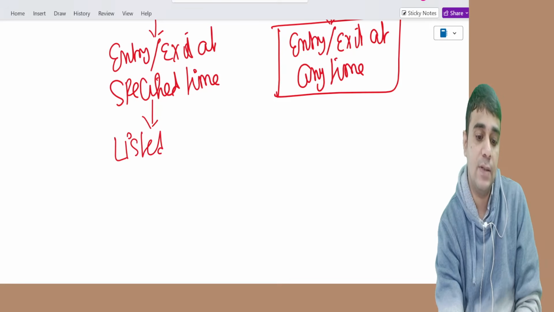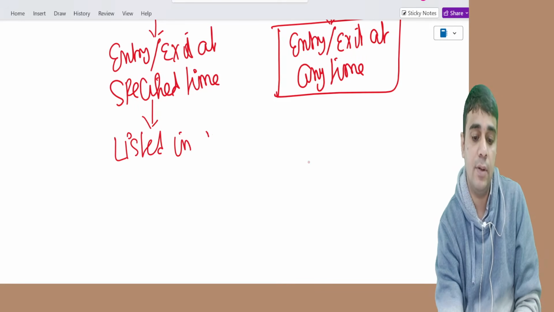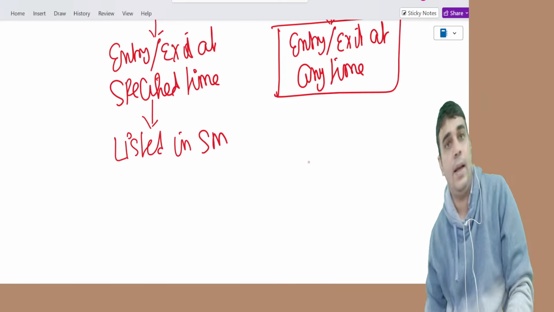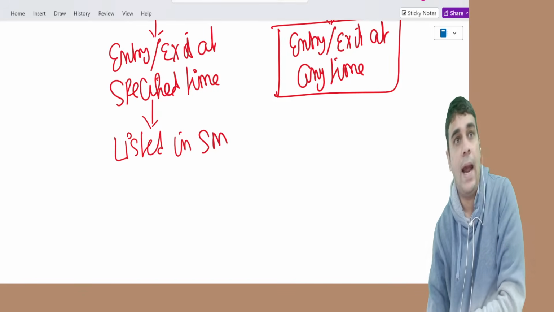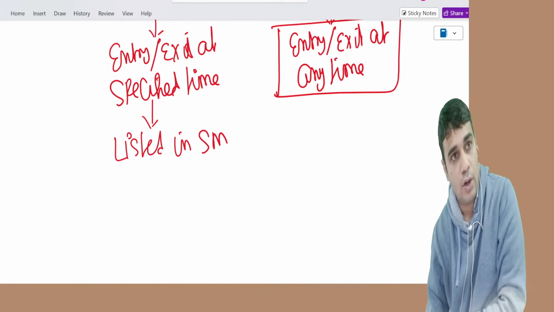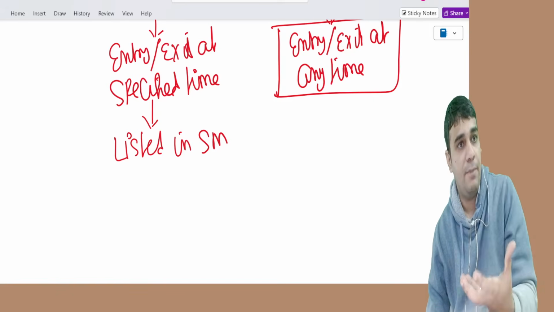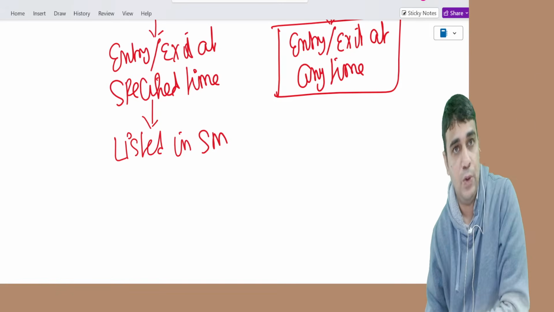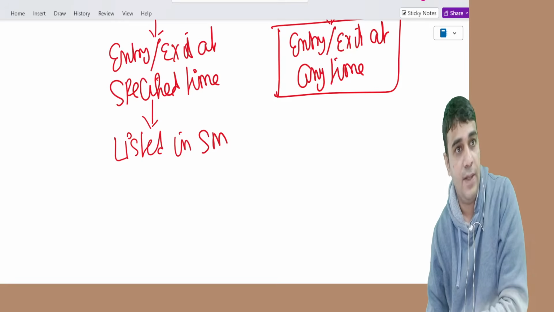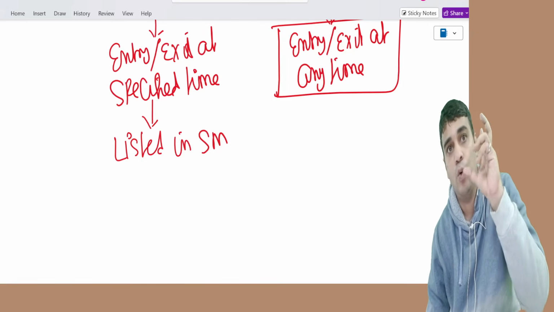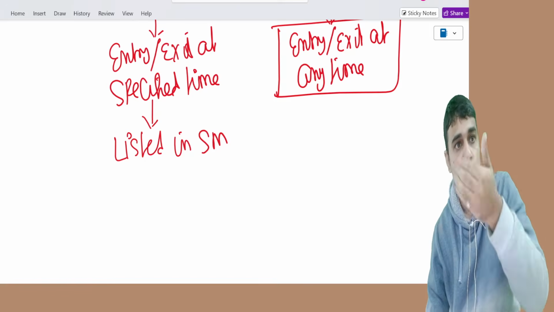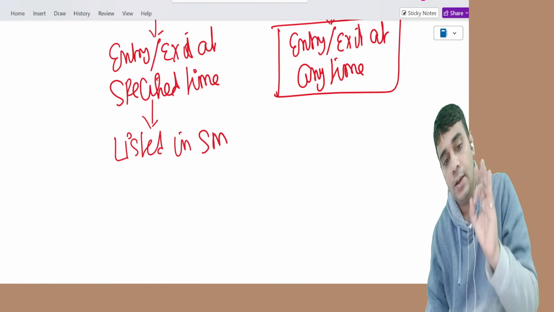So this is mandatory to list. It has to be listed in the stock market. Any close-ended scheme has to be listed in the stock market. If it's listed, I will sell this MF and you will buy the MF. Instead of the MF doing it, I will sell it, you will buy it. That is called a close-ended scheme.